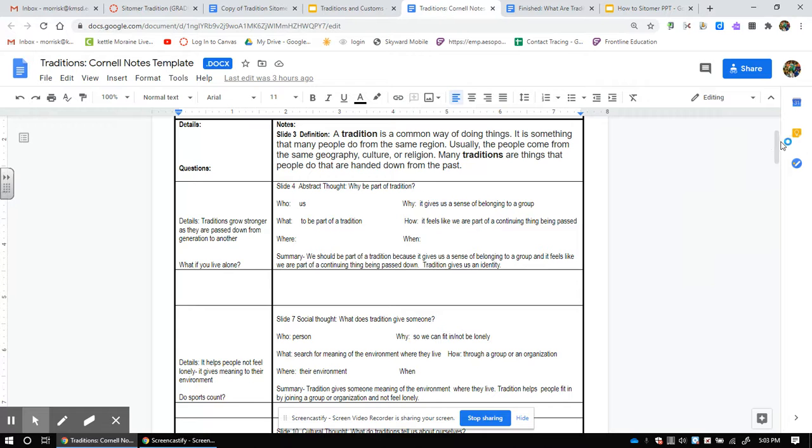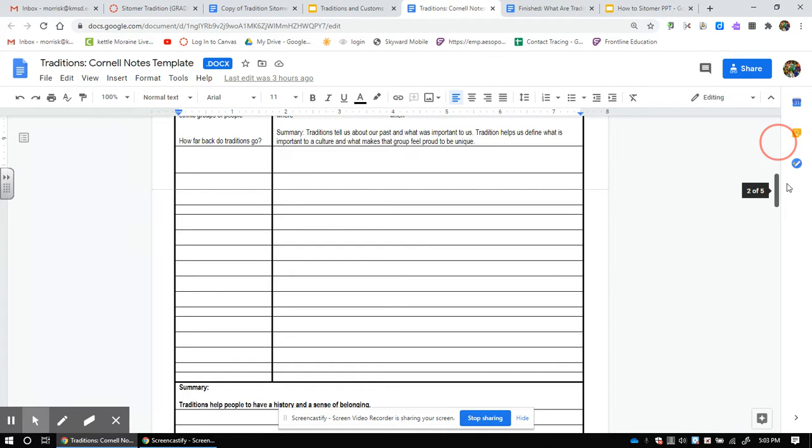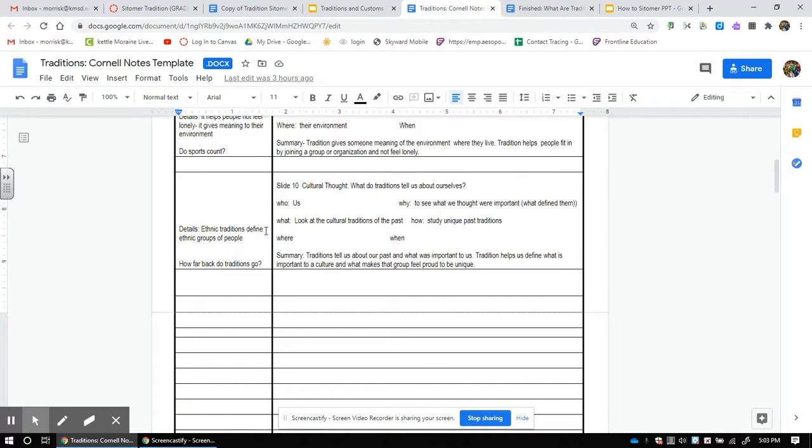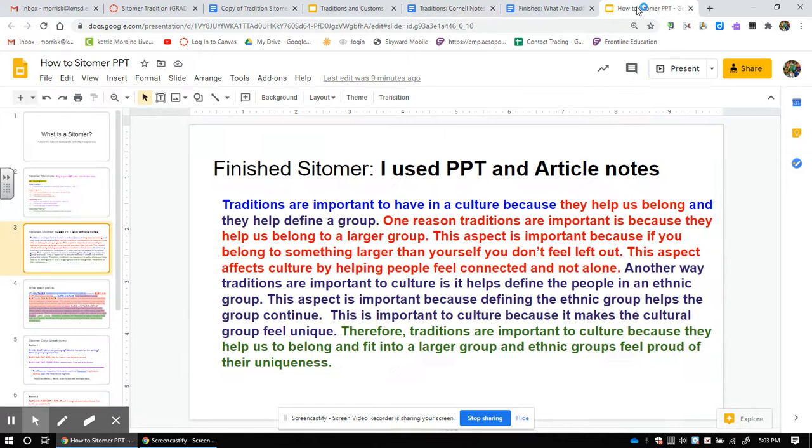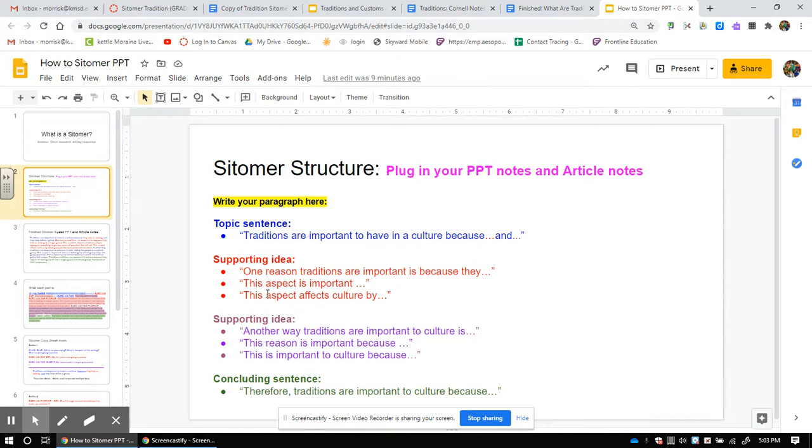I'm going to go back here to my notes in slide 10. I'm going to take a look around. Yep. Traditions define ethnic groups of people. They help people feel proud and unique. These are the notes I got from my slide. And I'm going to plug them in right here.